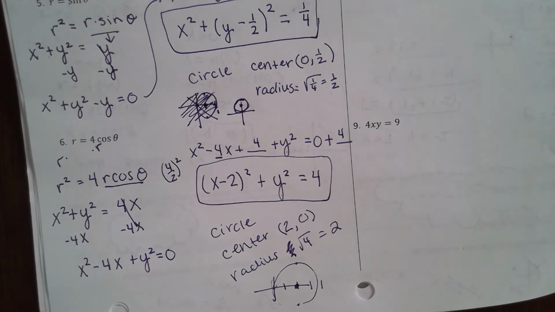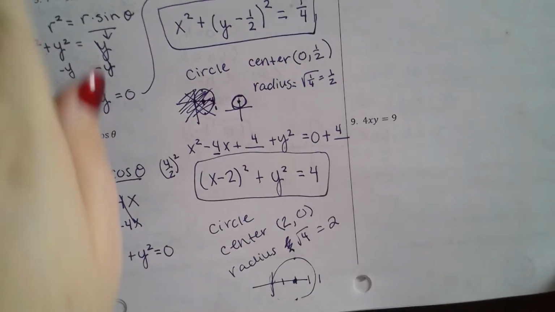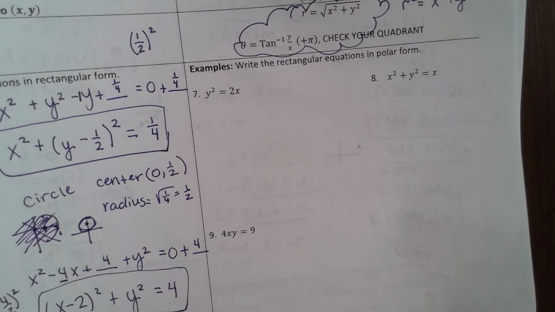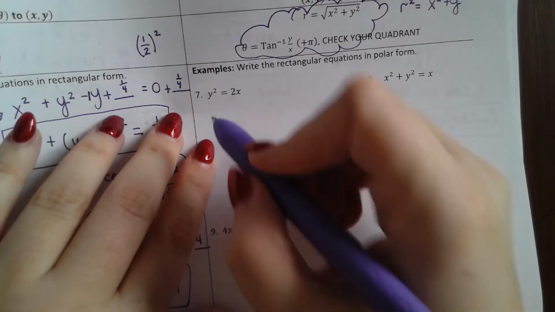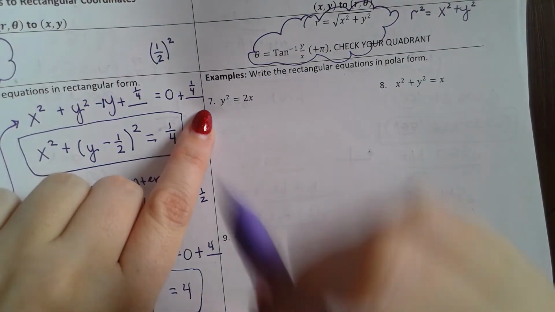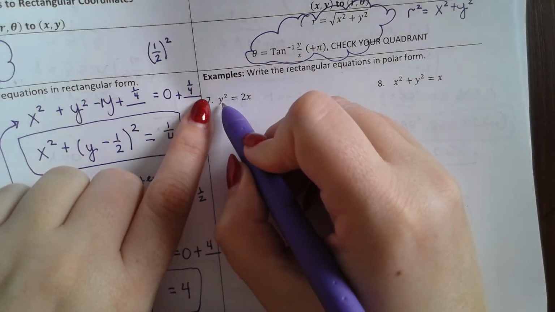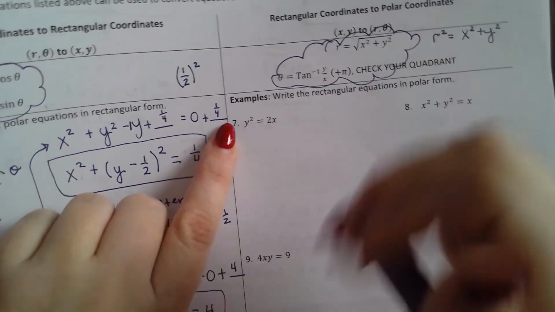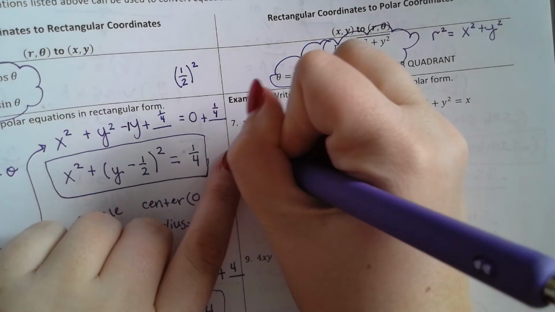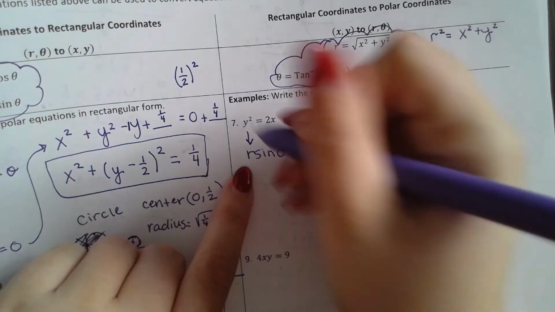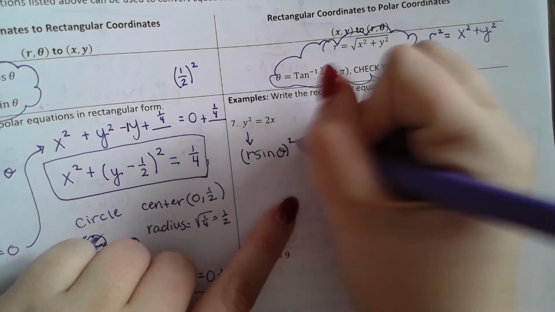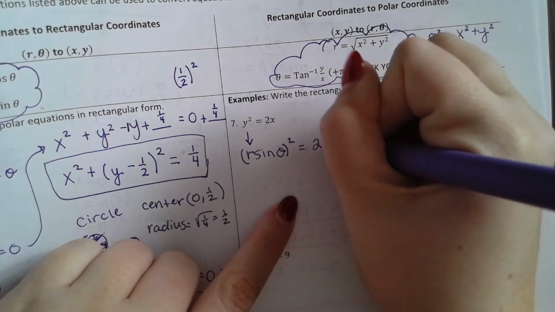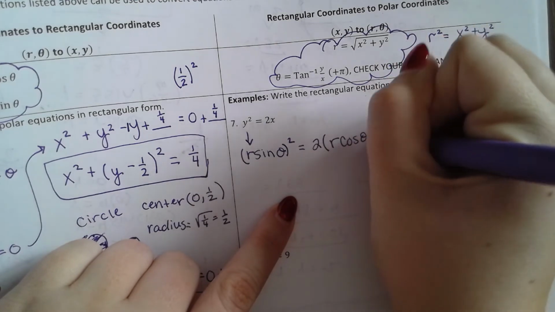Okay, so that's all been going from polar to rectangular. So now let's do the other way. So now we're going to do rectangular to polar. Okay, well, we have y squared is equal to 2x. Well, we know y is the same thing as r sine theta. So I can replace y here with r sine of theta, but this is y squared, so that means I'm squaring this whole thing, is equal to 2 times x, and we know x is r cosine theta.